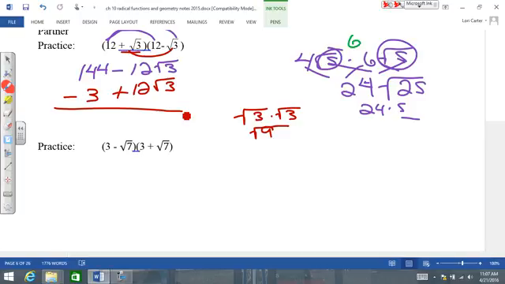So, what's 144 minus 3? 141. And what happened to your square roots? They disappear. Kind of nice, huh? Yeah, too bad they're not all like that. No, they don't do that all the time.